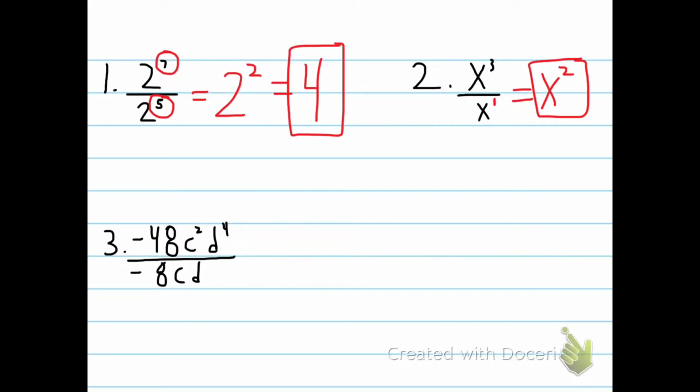For number 3, we actually have to divide out the whole number. So negative 48 divided by negative 8 is 6. And then remember, imagine that there's a 1 for all these coefficients right here. So it's c, and then 4 minus 1 is 3. So your final answer is this.